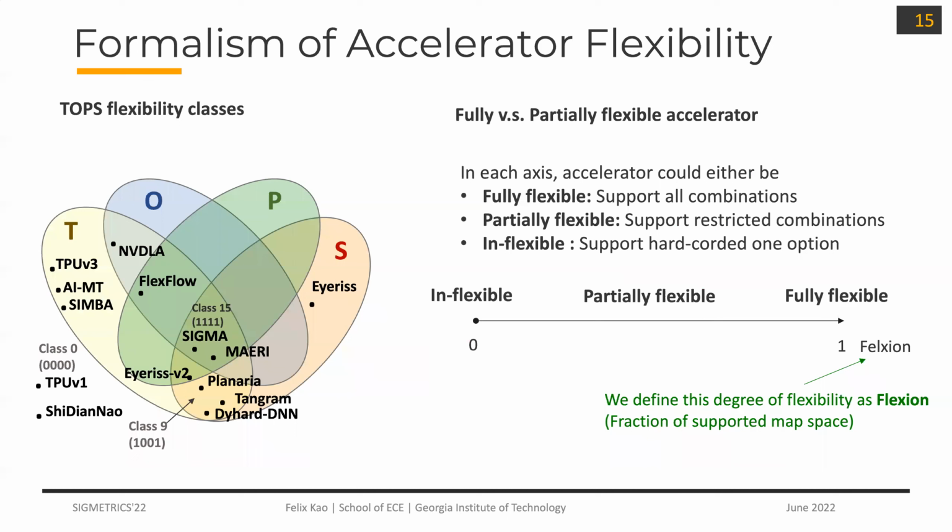Different accelerators pick to support different combinations of mapping axes because they have different design budgets and also target different workloads. Next, along each axis, we can also choose to fully support them, partially support them, or make it inflexible just to stick to one fixed mapping. So the flexibility degree can go from 0 to 1. And we call this degree fraction. It means fraction of the supported map space.